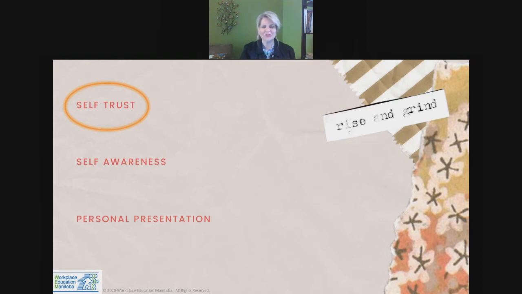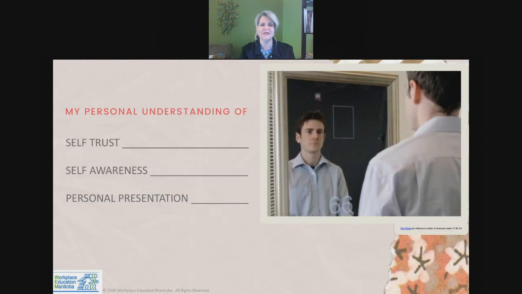In your notebook, you do have a place where you can unpack, what does self-trust mean to me? What does self-awareness mean to me? What do I think she's going to say about personal presentation? And that's actually a great tool for you to use with your coworkers, and if you're a supervisor, with the ones you supervise, because not only will you harvest more information, but you'll find out the starting point that everyone has. What's their starting point on what they think those things mean?